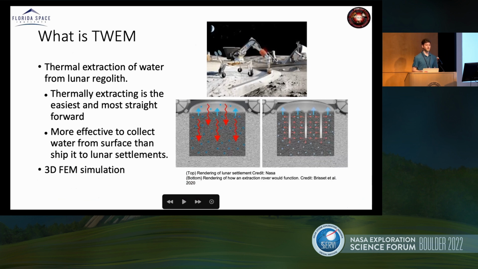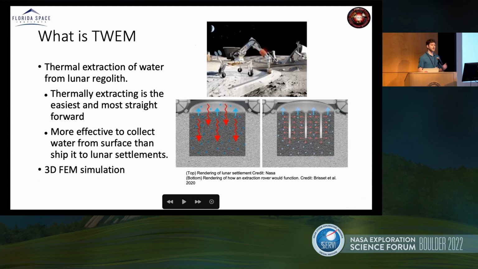So the idea is we're going to thermally extract water ice from the lunar surface. Why do we want to do this? Well, it's kind of the easiest and most straightforward way that we could think of. If it's easy, let's try it, see if it works, compared to either shipping it out from Earth to the moon or melting the regolith and doing electrolysis with it.